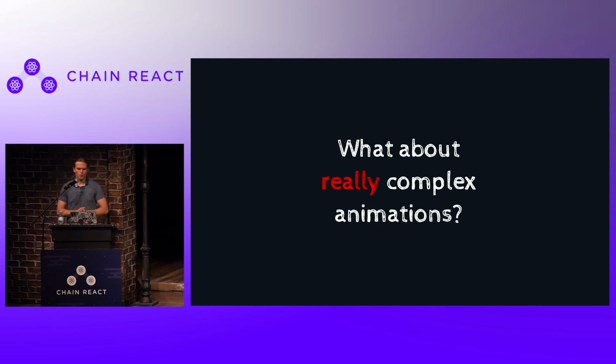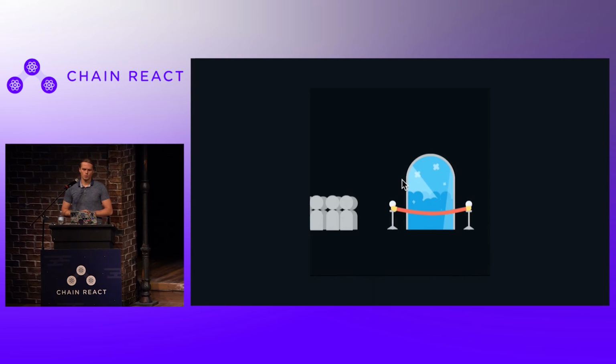Now, what about really complex animations? Something like this, which is not that complex. So there is the Lottie library. Some of you are already using Lottie. Lottie is a cool library that gives you the ability to get JSON from After Effects or something else your designer used, and basically import this JSON as a file inside React Native Lottie and have this cool animation on the screen.